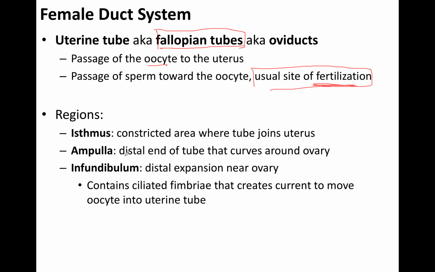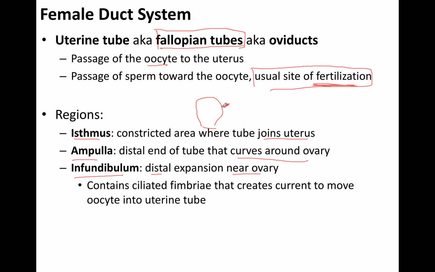The fallopian tube has three distinct regions: the isthmus, which is just the area where the tube joins the uterus; the ampulla, which is where the tube curves around the ovary; and the infundibulum, which is going to be the expansion near the ovary. Okay, so this is called distal because we're talking about in relationship to the uterus.